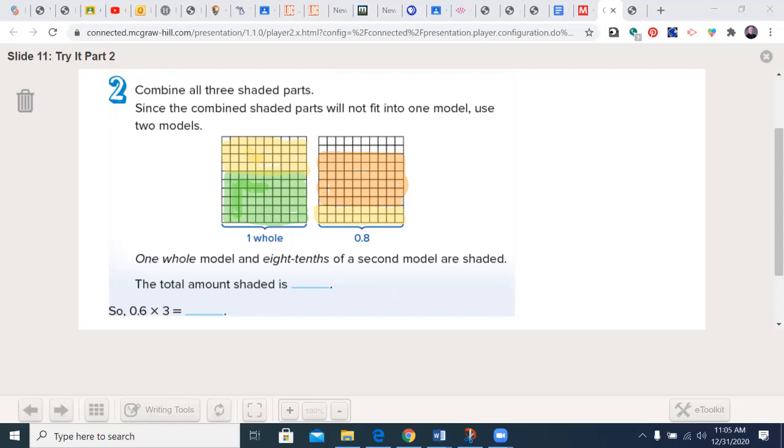So now the total amount shaded is 1 whole one and 8 columns, which is 8/10. So our answer is 1 8/10, or 1.8. Go ahead and fill that in. As you're doing that, notice that the green, the yellow, the orange all came from different parts. You don't have to have multiple colors. That is A-okay.